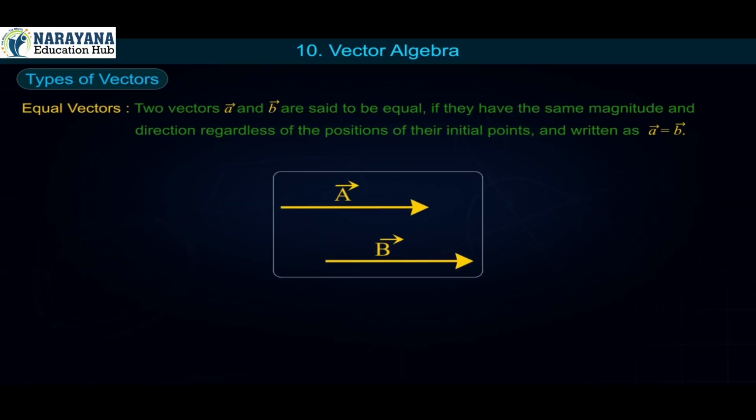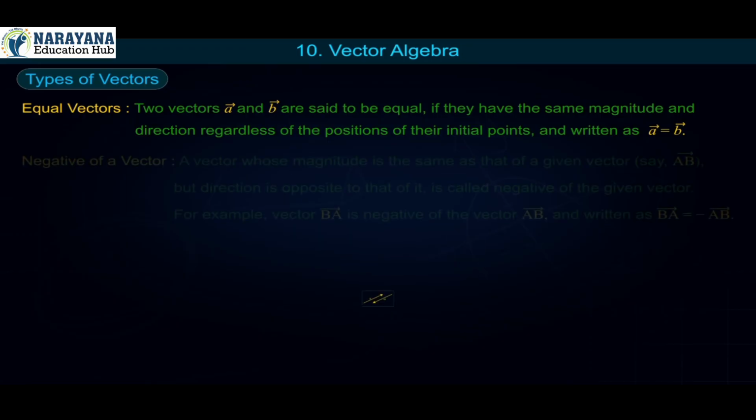Two vectors, vector A and vector B, are said to be equal if they have the same magnitude and direction, regardless of the positions of their initial points, and written as vector A equals vector B.